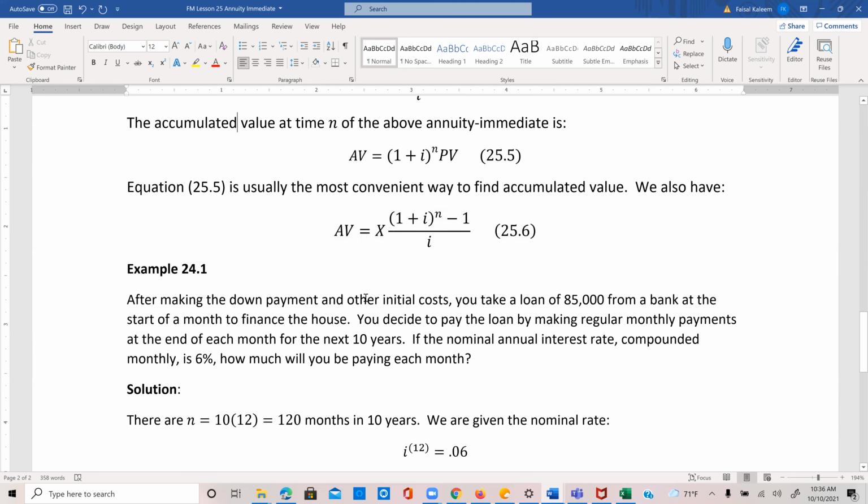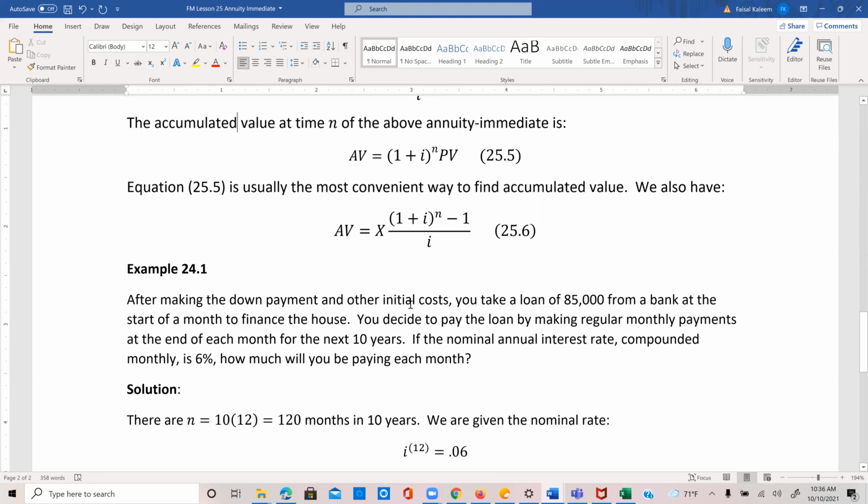So let's look at this example. After making the down payment and other initial costs, you take a loan of 85,000 from a bank at the start of a month to finance the house. You decide to pay the loan by making regular monthly payments at the end of each month for the next 10 years. If the nominal interest rate compounded monthly is 6%, how much will you be paying each month? So a very practical problem. You want to figure out your monthly payments on the house.